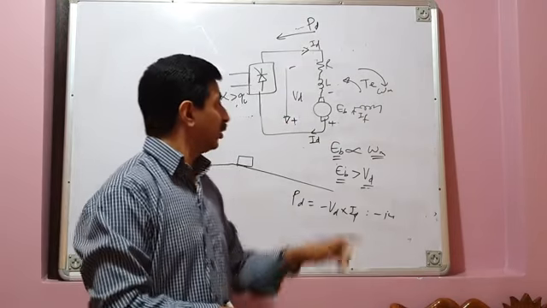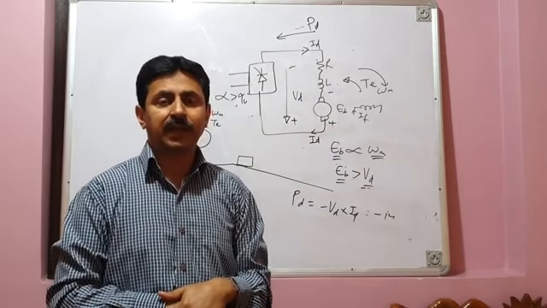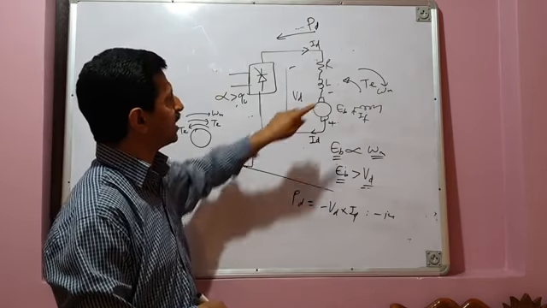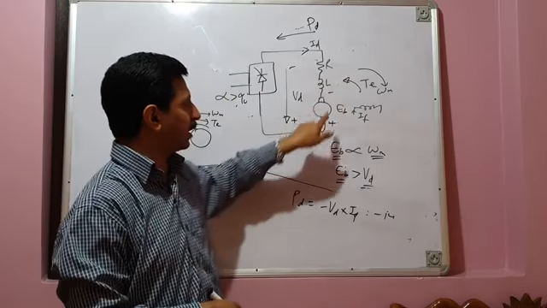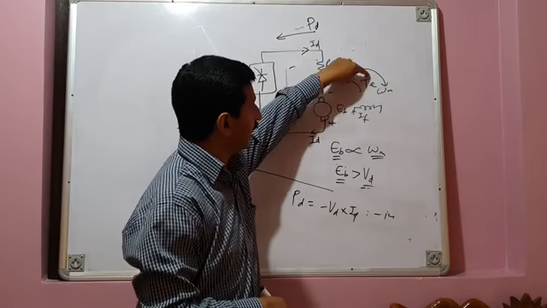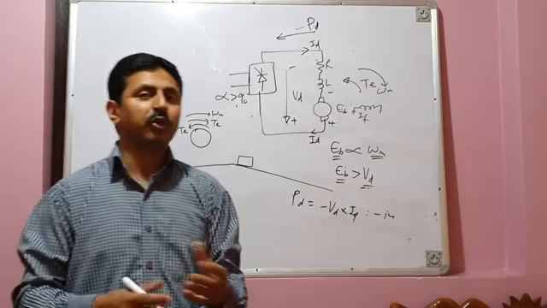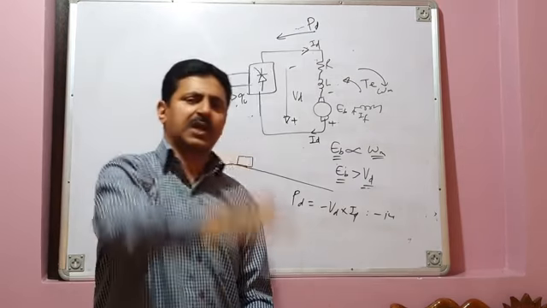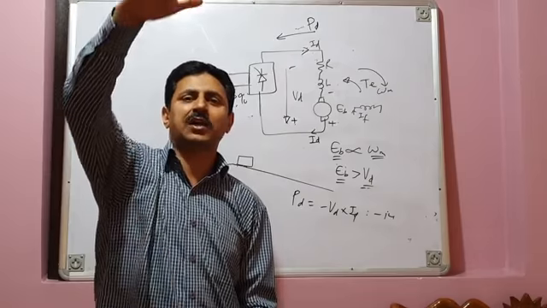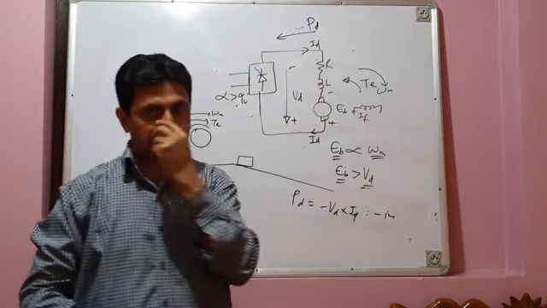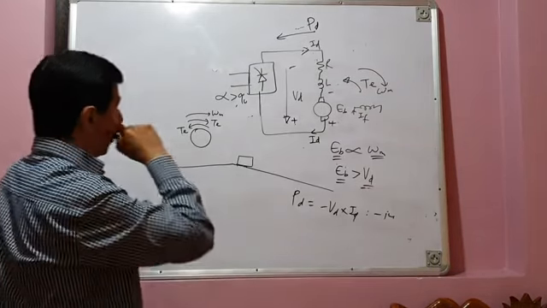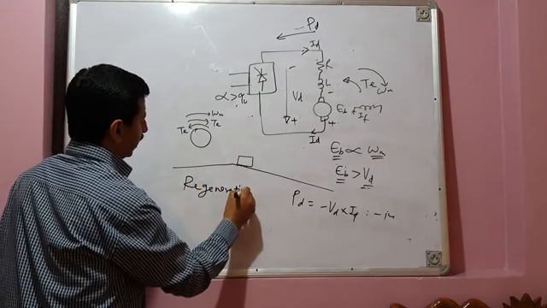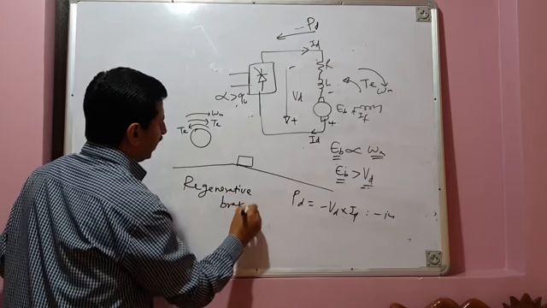So your machine now operates as a generator, and when this energy generated is fed back to the source, the direction of electromagnetic torque developed by the machine reverses and it opposes the motion of the machine. So therefore it acts as a braking torque. So your hoist, instead of coming down at a very high, dangerous speed, comes down slowly because of this braking torque. So this is called regenerative braking. Regenerative braking. So we are actually braking the motor.